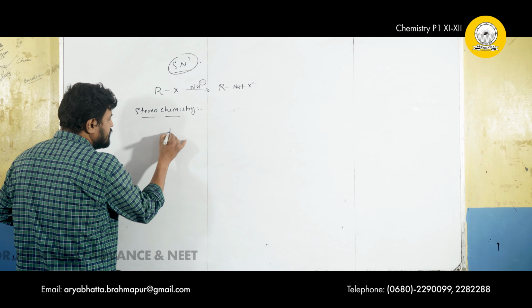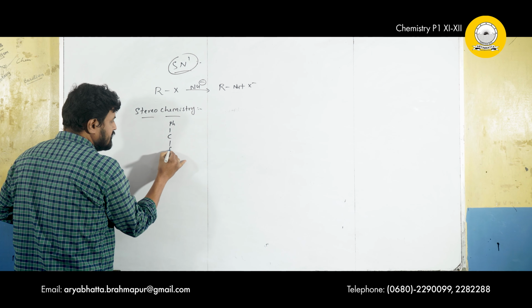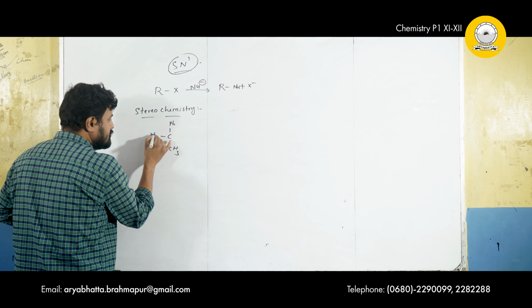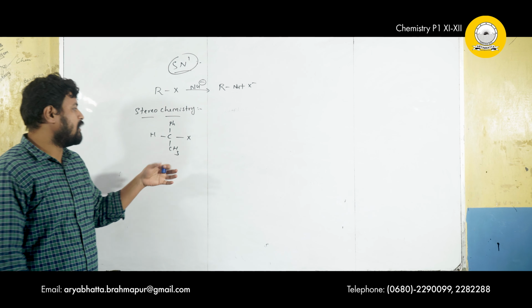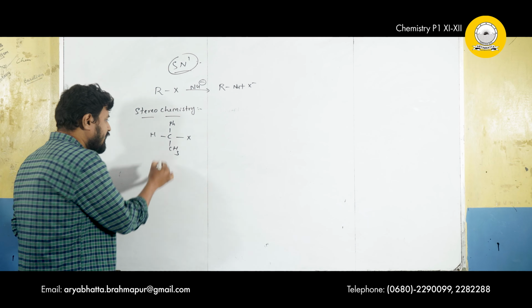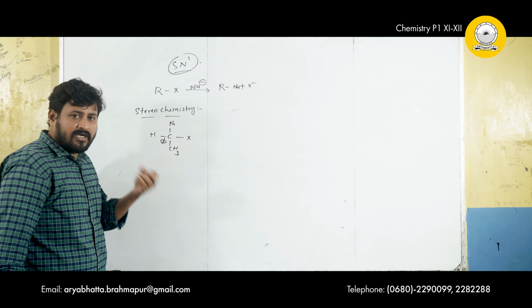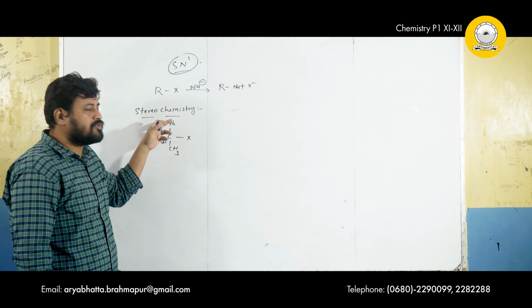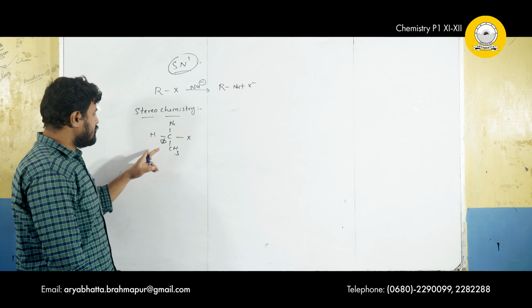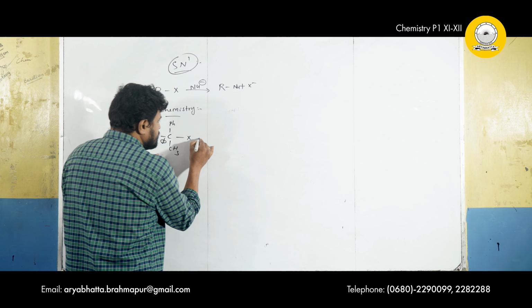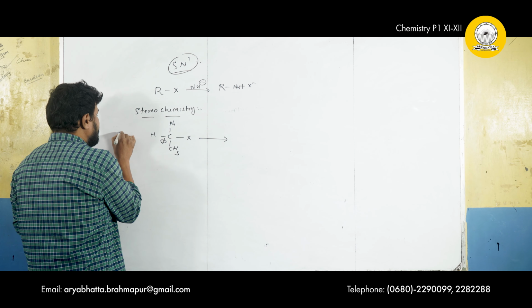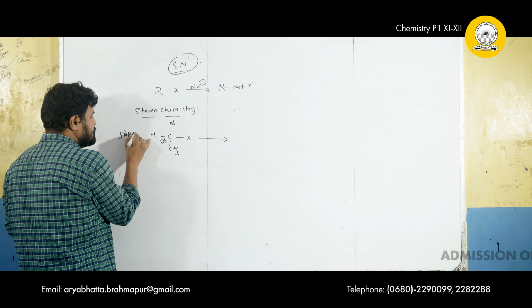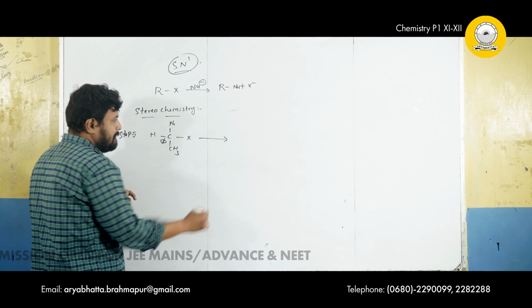A chiral molecule means here Ph, here CH3, here H, and here a halogen, any one of chlorine, bromine, iodine. Okay, this is the chiral carbon. If chirality exists, we can easily observe the stereochemistry. In that case, nucleophilic substitution. First of all, I'm writing step 1. In step 1, what happens?